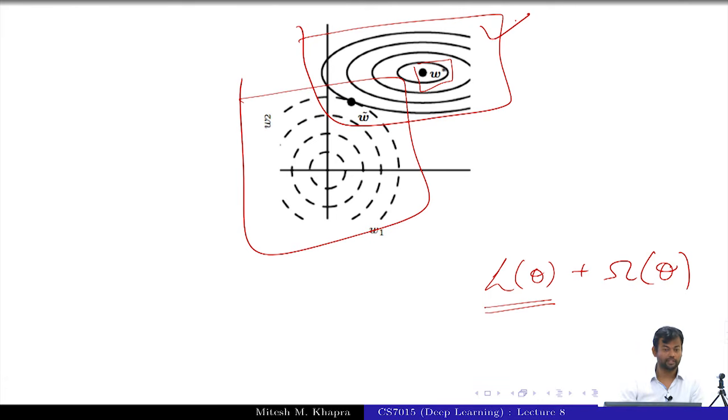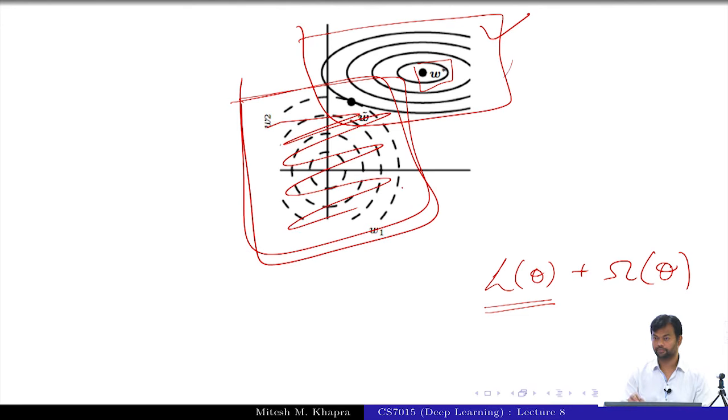This box is the contours of L theta. This box, contours of omega theta. So this thing, just ignore this part of the figure for now. This I have marked as W star. W star was the solution when I only had the unregularized loss. Remember the contour maps that we had seen. So this is the minima of that particular function. So this is the contour map for L theta.